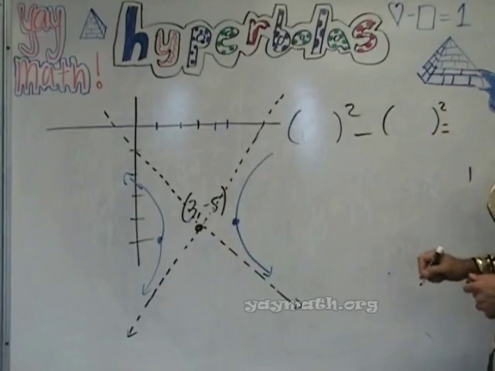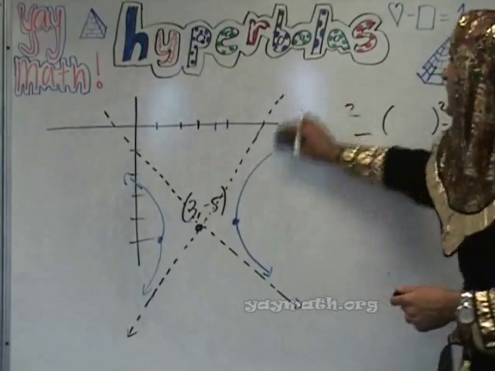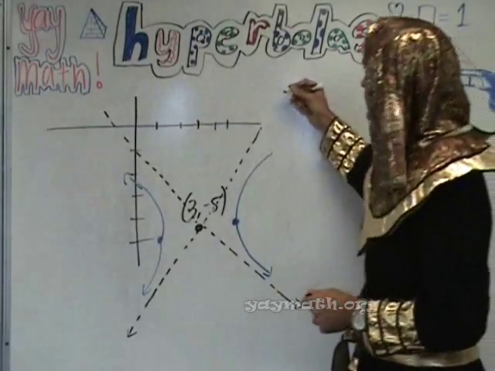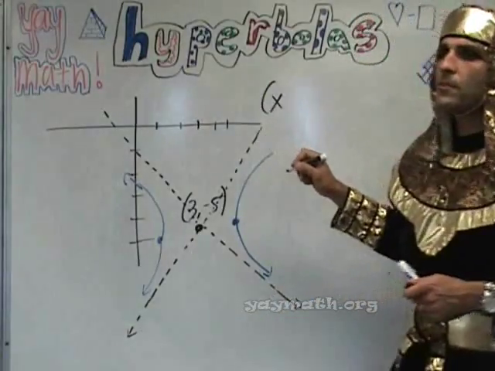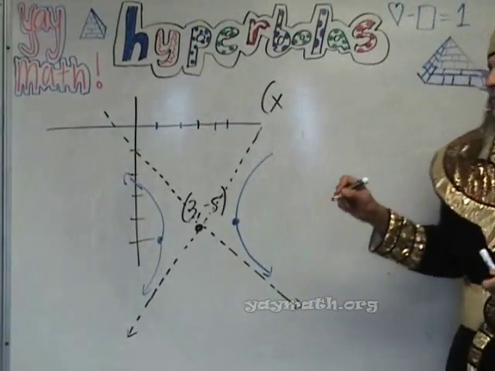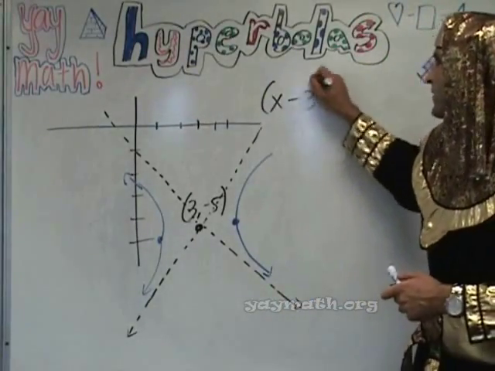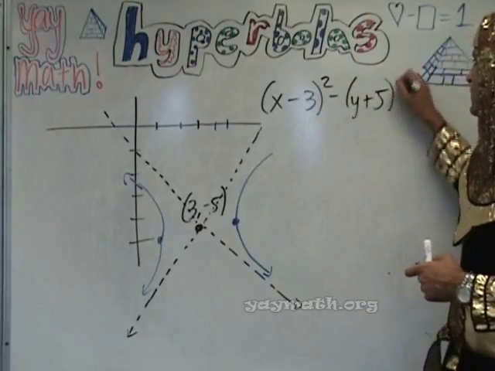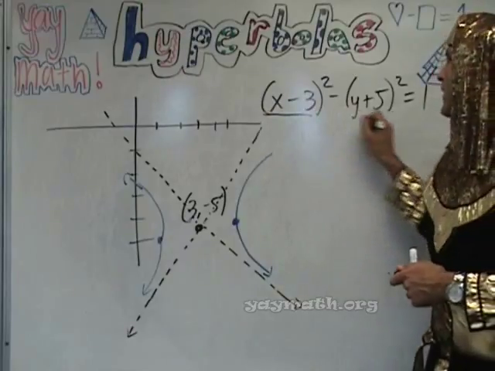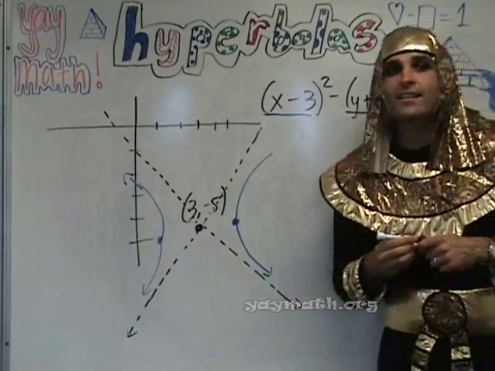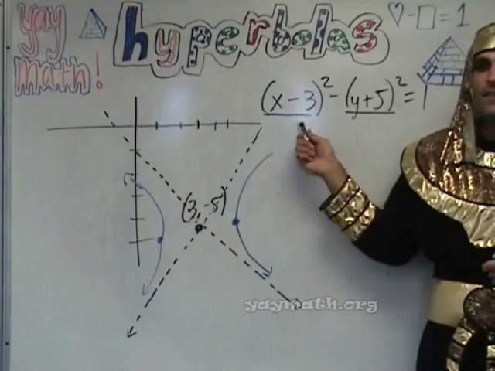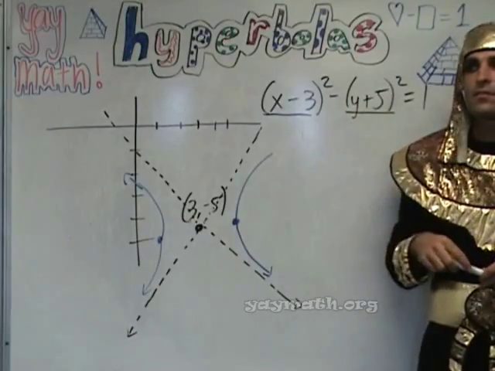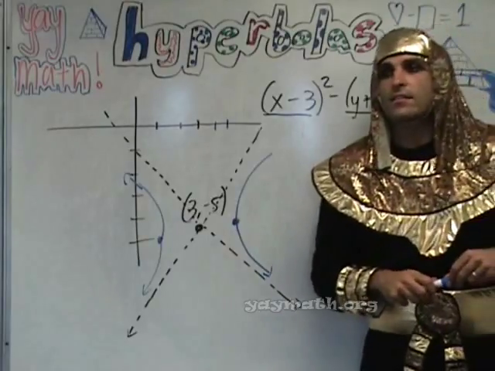Do we know the center? Yes. Equals 1. Let me move this a little to the left. Why does it equal 1? All of the hyperbolas and ellipses both equal 1. So x minus 3 squared over, minus y plus 5 squared over, equals 1. How did we know that x was first? Why didn't I put y squared first? Because X comes before y.